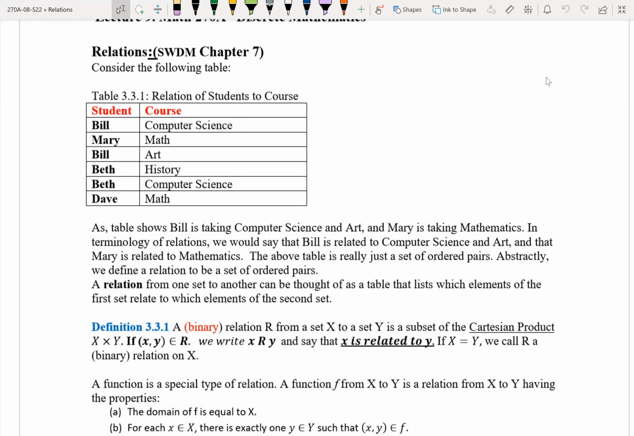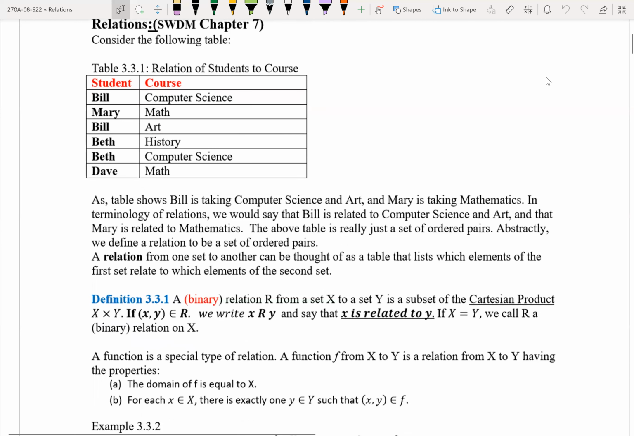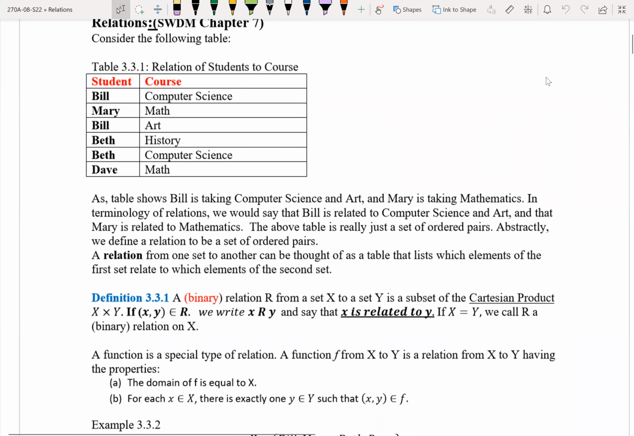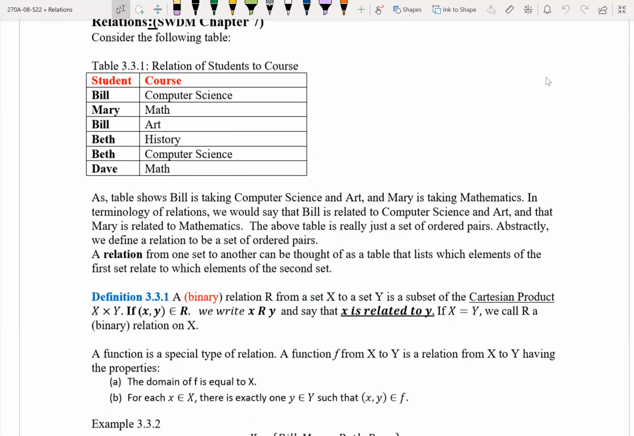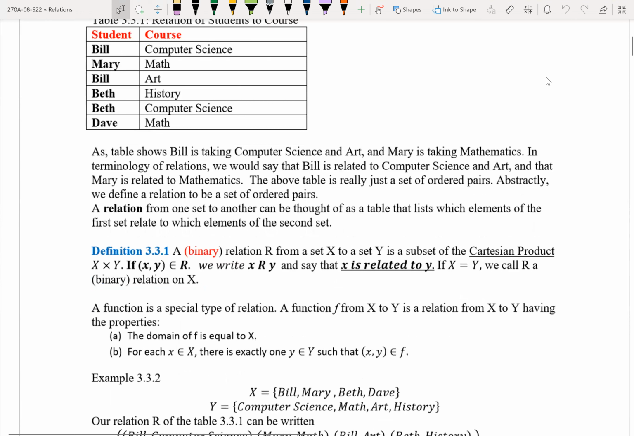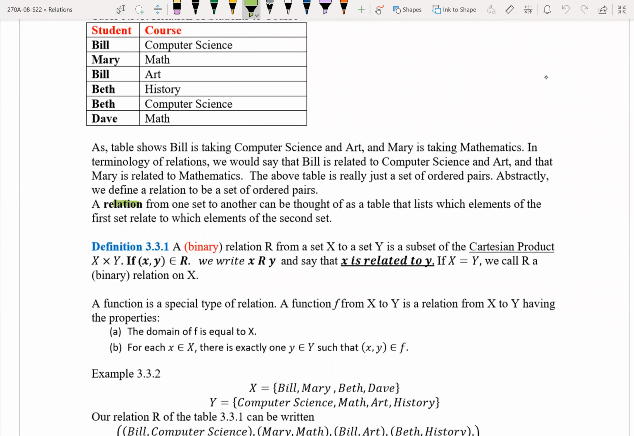So this is just a simple example: there's a relation of the students to the courses. The left column is the names of the students. The right one is just the course that they are taking. So Bill is related to computer science, meaning Bill is taking computer science. Or maybe Beth is related to history because he's taking the history course. So the relation is just between two sets, any set to the other set, and it could be a list of X's to the list of Y's without any condition.